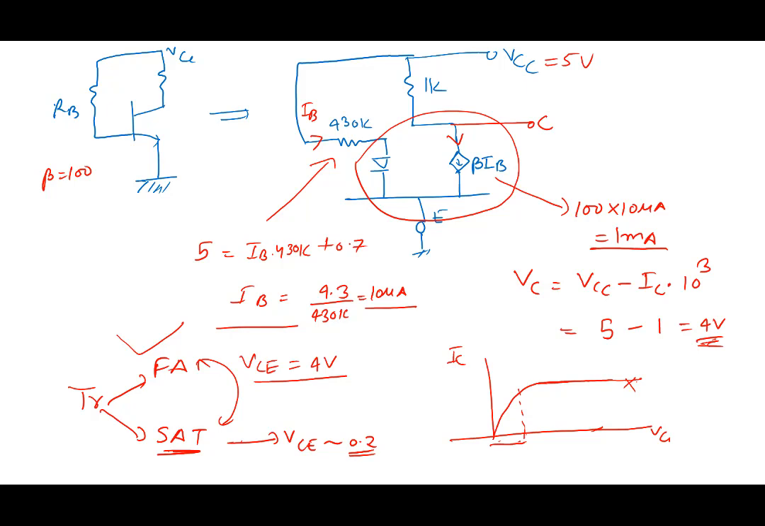But suppose I change the same problem. I do the same problem, exactly the same: 430K, 5 volt, but now the collector resistor is 5k.